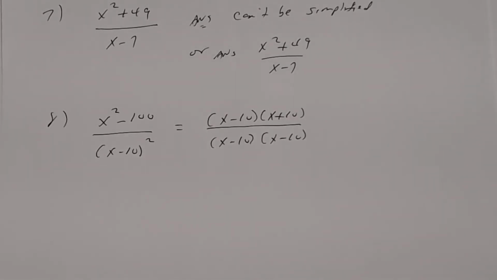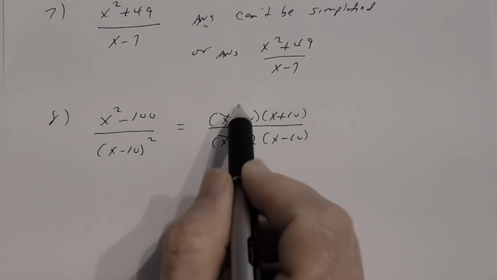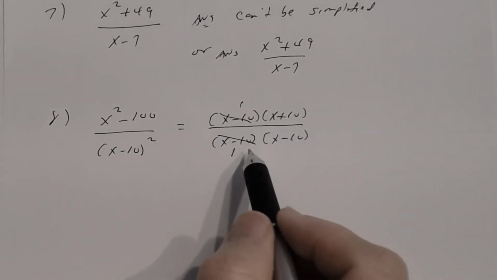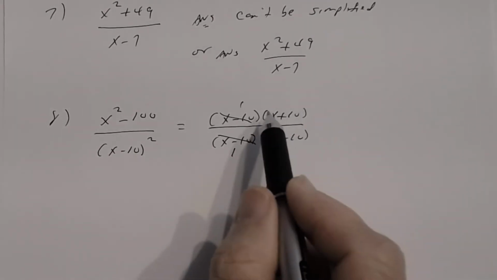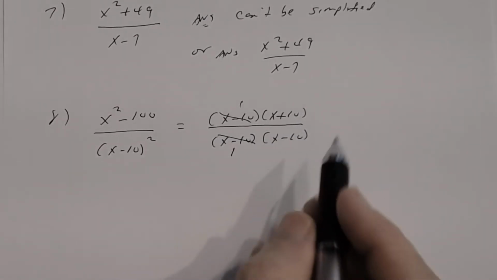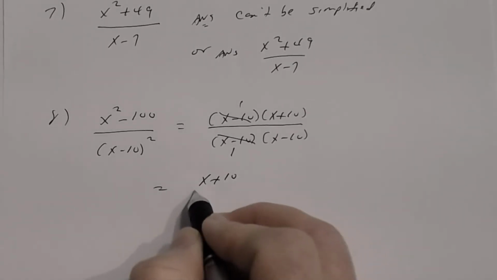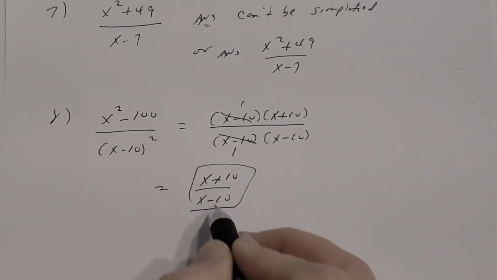So the next step is to reduce. The x minus 10s here divide out. Make sure you put ones in their place. The next factor is an x plus 10. There's no factor of x plus 10 in the denominator. Here's an x minus 10, and there's no factor of x minus 10 in the numerator. You already took care of that. And so there's your answer: 1 times x plus 10 is x plus 10, divided by 1 times x minus 10 is x minus 10. You must write your answer like this. That's your answer.